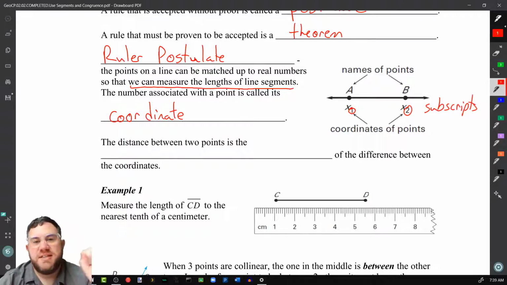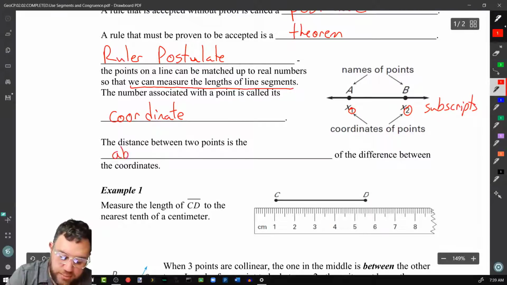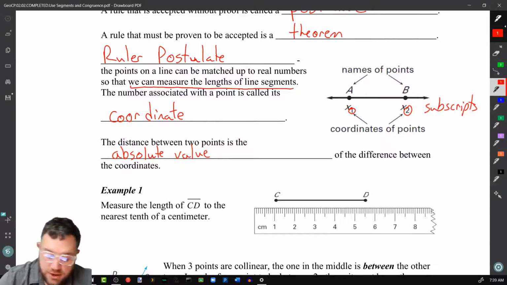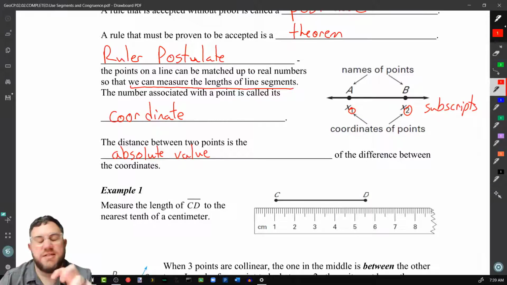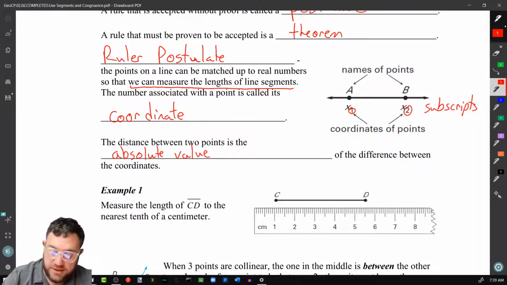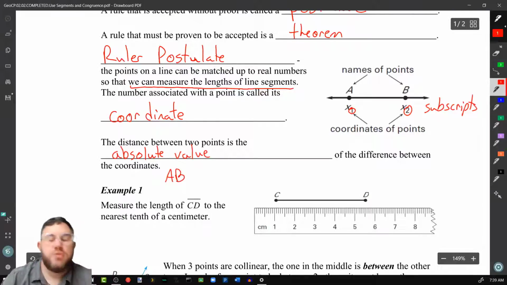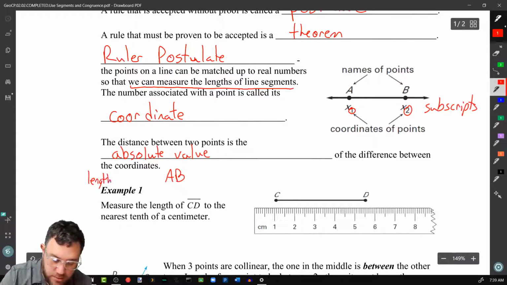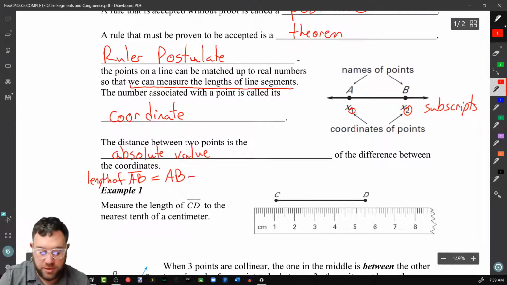Now, if we want to find the distance between 2 points, we have to know its coordinates, and then we take the absolute value of the difference between the coordinates. So if we wanted to say the distance from A to B, that would be the length AB. When we say that, we have A and B but with no bar over it. Length of AB equals AB without a bar over it.